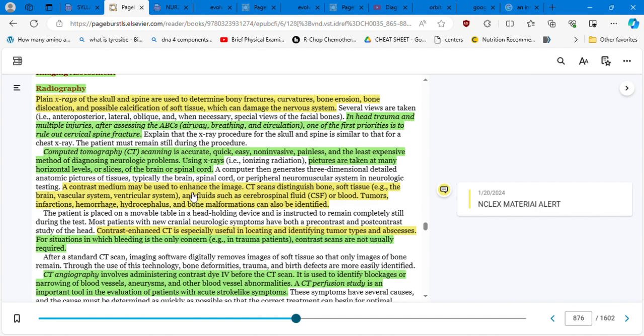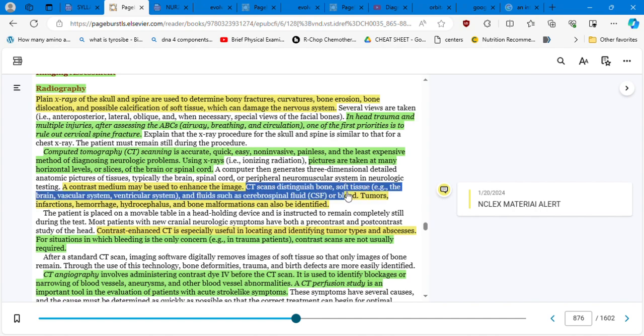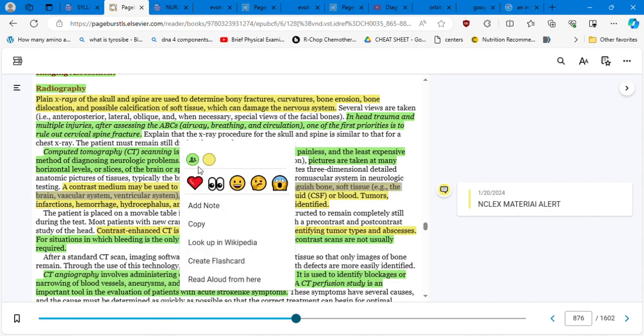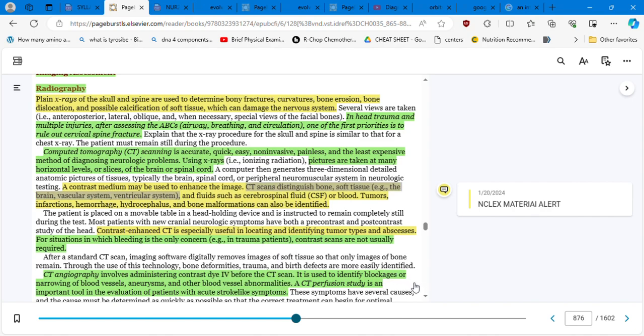The CT scan is also able to analyze fluids such as cerebrospinal fluid, and the blood. Tumors, infarctions, hemorrhage, hydrocephalus, and bone malformations can also be identified. Okay, so remember, CT scans distinguish bones from tissues and all other factors here, okay? Please remember that, NCLEX material.